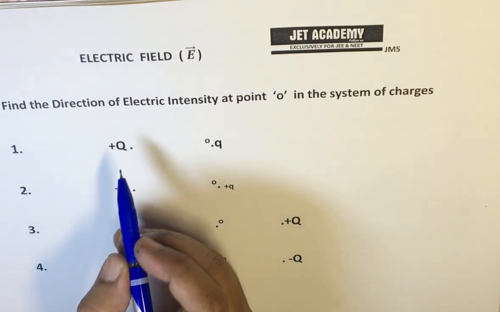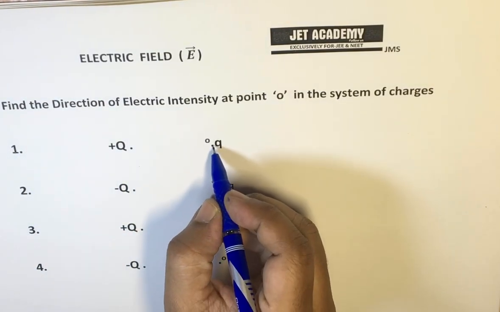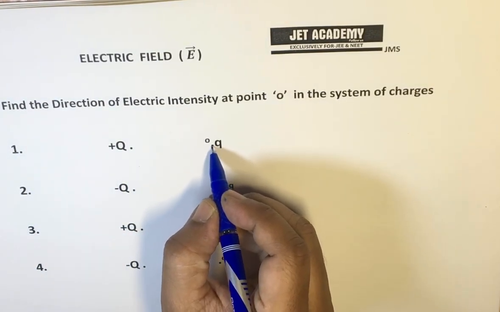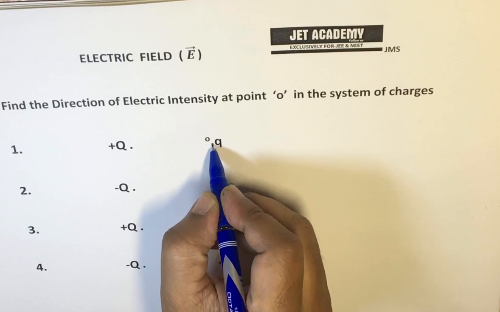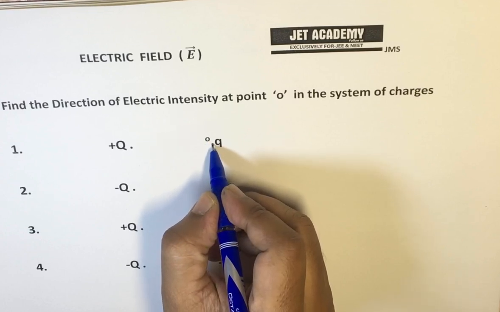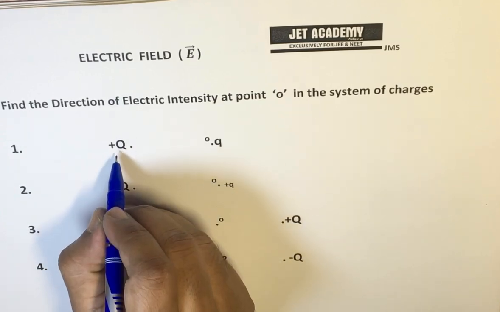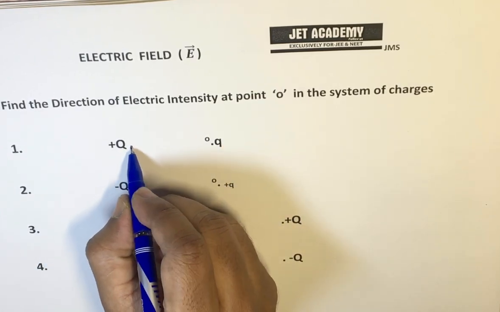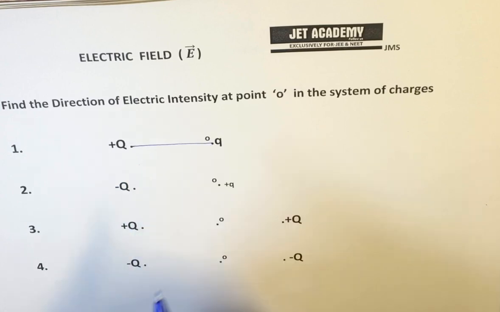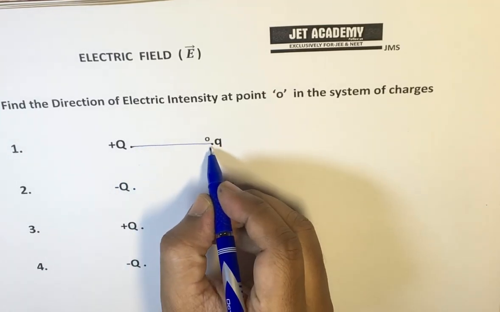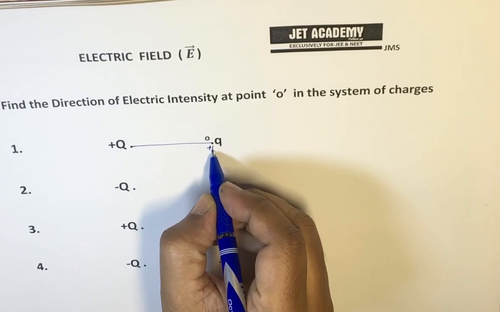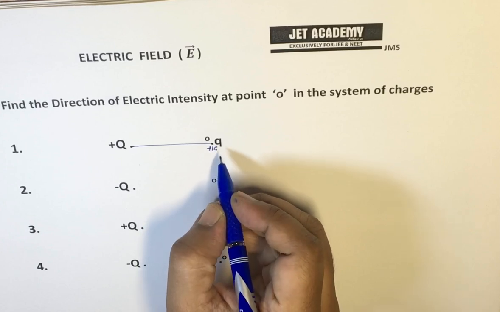Take the first one. Here the first stage is to find the point. This is the point, O is this point. We have to find the electric intensity, and the charge surrounding it is only one charge, the source charge. Along the line joining the two charges, we have to assume a plus 1C.